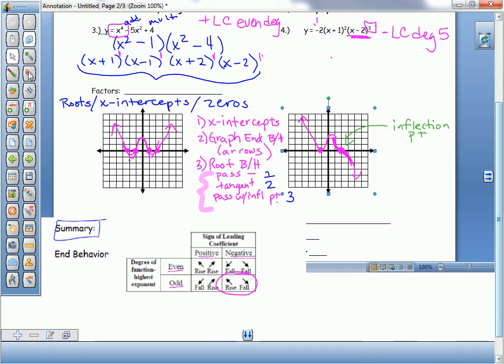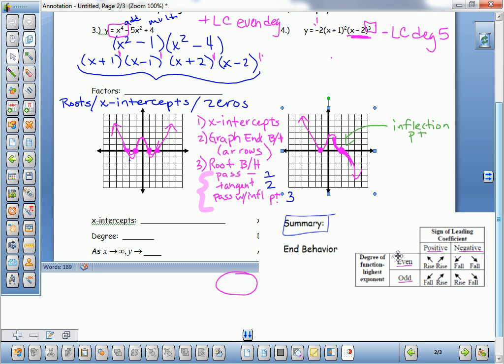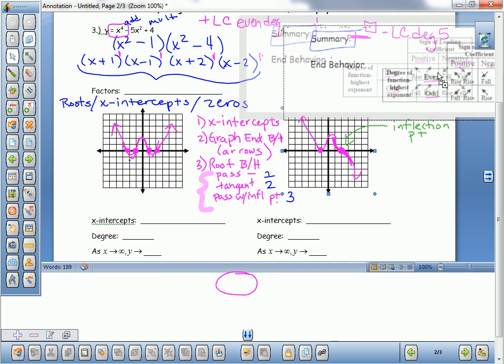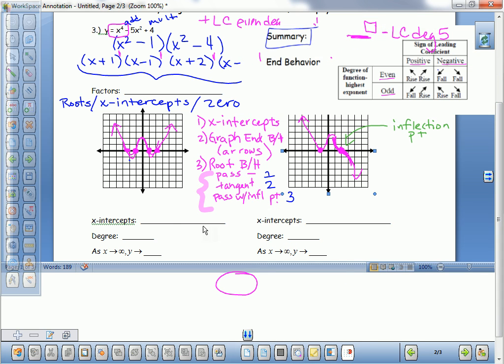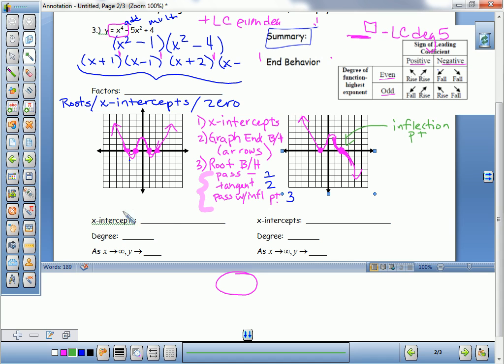Okay, let's go do those things that were at the bottom that I covered up accidentally. I'll stick it right there. The x-intercepts of these, we can just write them: -2, 0, -1, 0, 1, 0, and 2, 0.